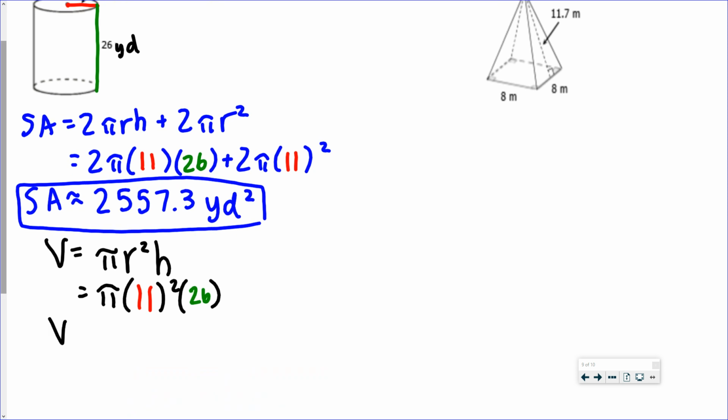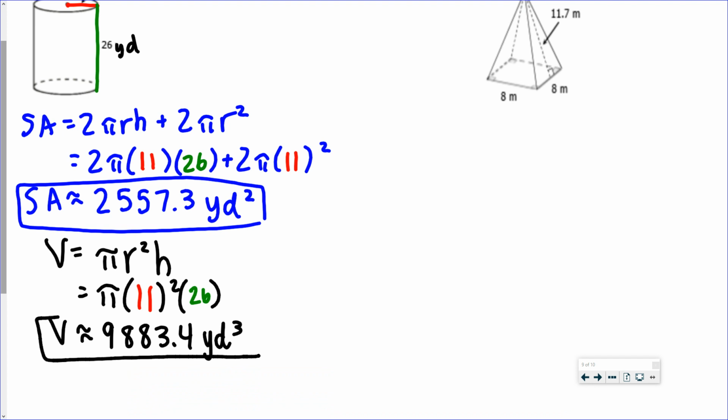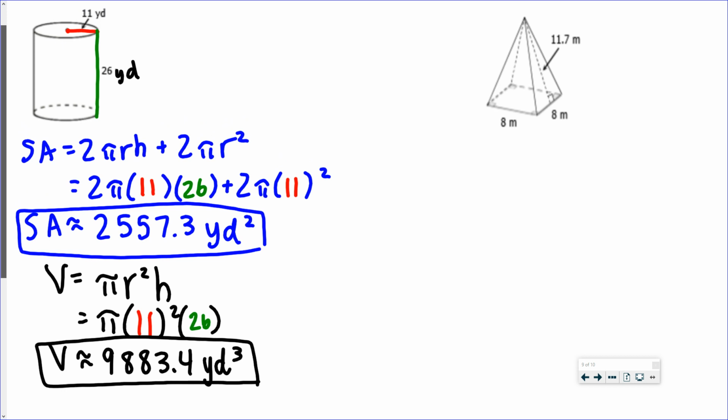And I got an answer of approximately 9,883.4. Usually we just round to 1 decimal place unless they specify otherwise. Volume, yards cubed. Okay. Now it's not bad. That's just using our formulas. Let's move on to this square pyramid.